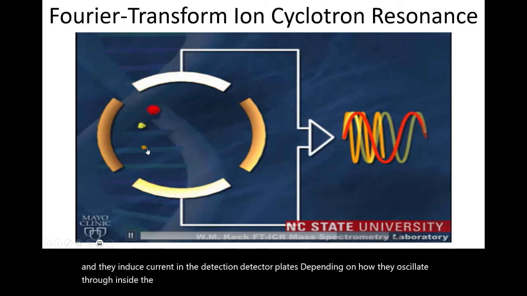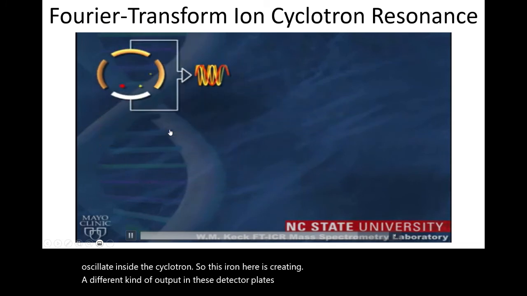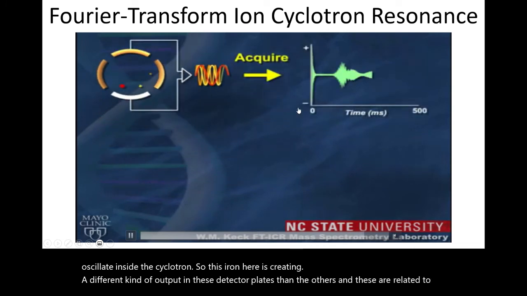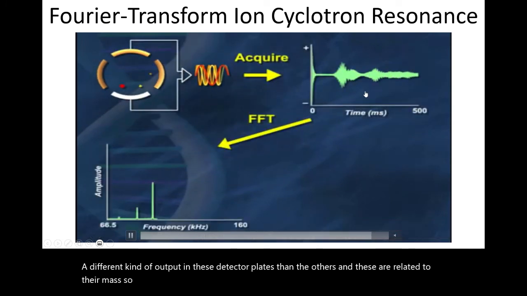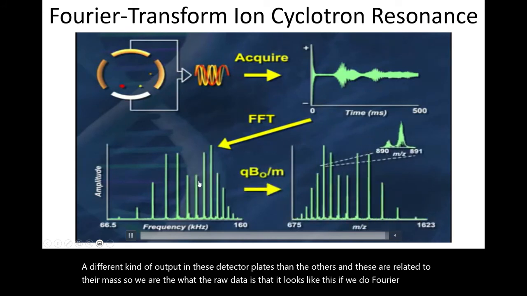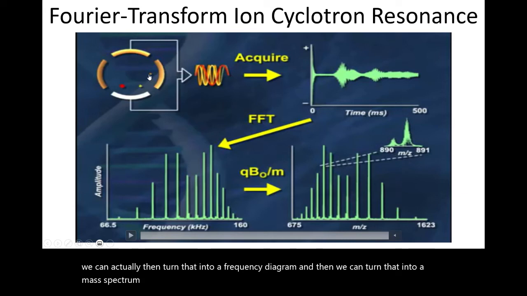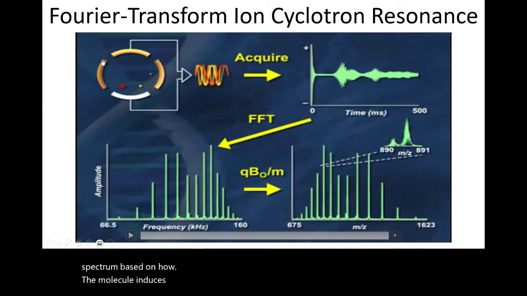So this ion here is creating a different kind of output in these detector plates than the others, and these are related to their mass. So what the raw data is that it looks like this. If we do Fourier transform, we can actually then turn that into a frequency diagram, and then we can turn that into a mass spectrum based on how the molecule induces current in these detector plates as they oscillate around inside the magnetic field.